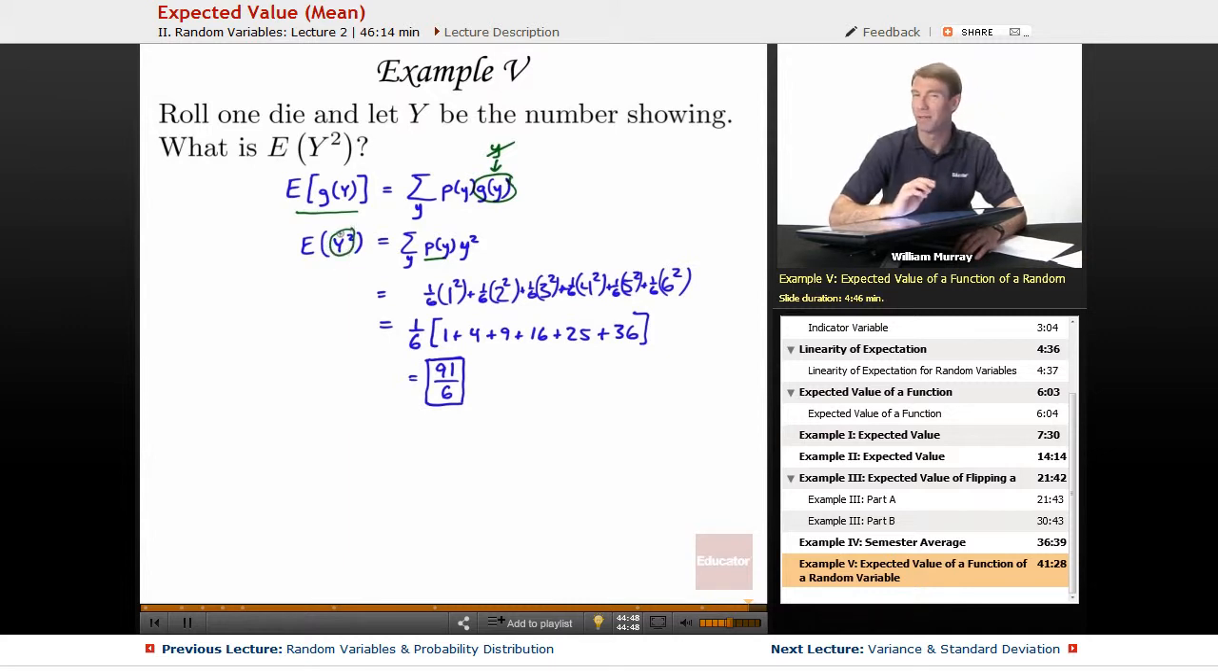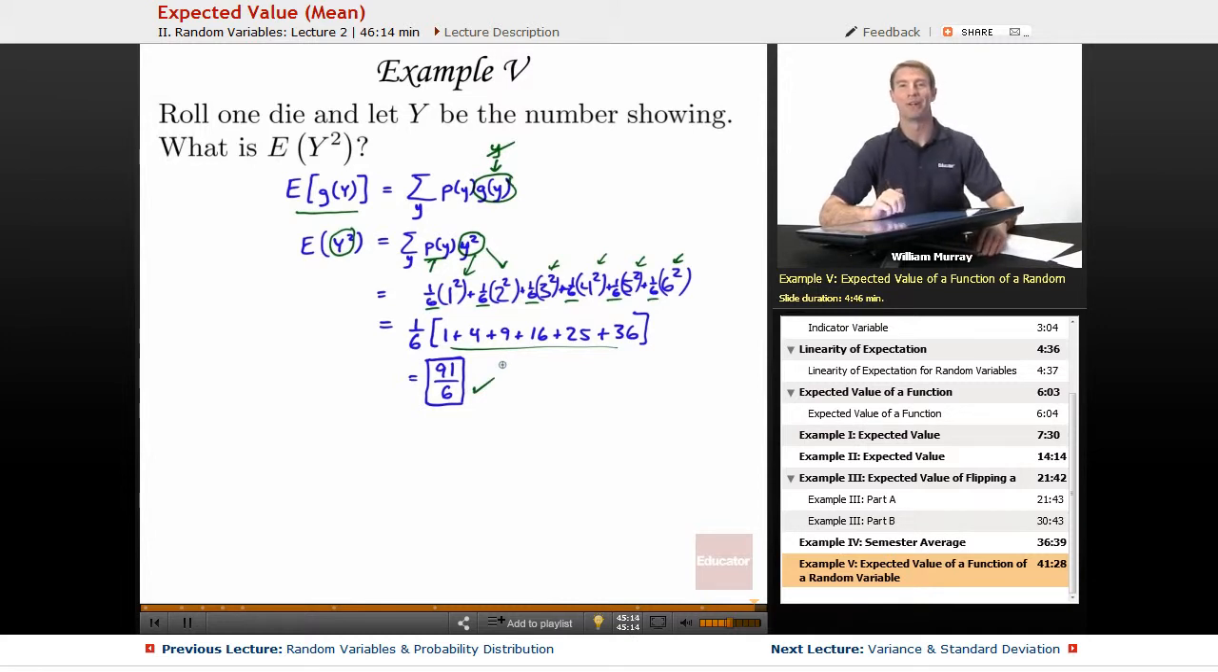That's the most common function we're going to be looking at, y squared. And so we take all our values and we square each one. 1 squared, 2 squared, 3 squared. These are all the values you can get by rolling one die. 5 squared, 6 squared. And the probability of each one of those is 1/6. So we multiply by 1/6. And now we just simplify the arithmetic. Square all those numbers, multiply by 1/6, and we get 91 over 6.